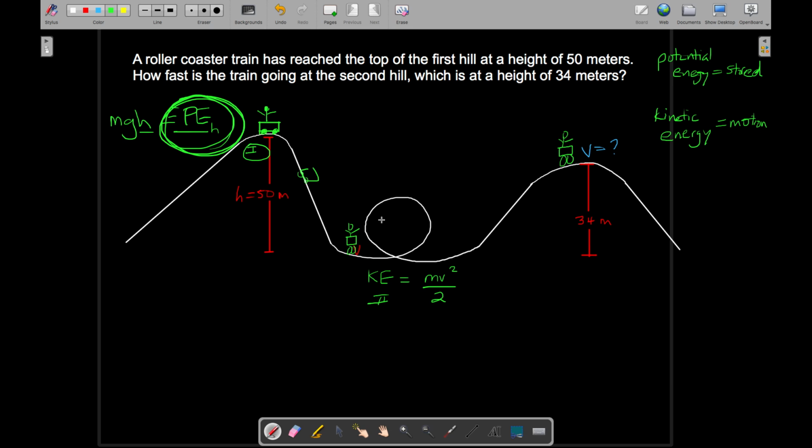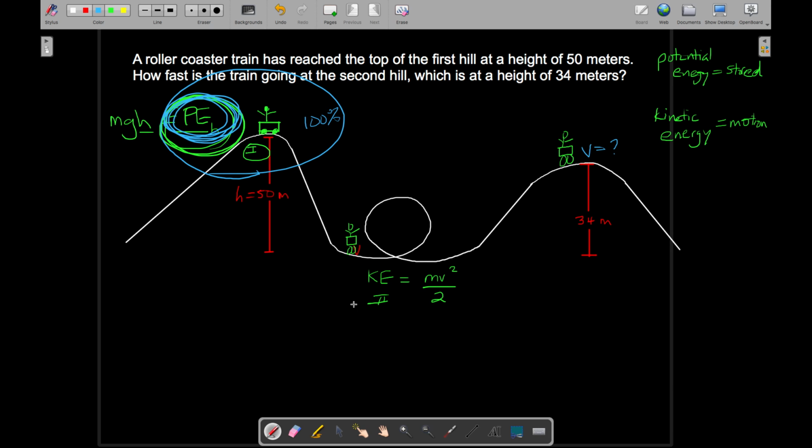Okay, so at the top of the first hill, it's not moving. However, it does have some form of height. So we can say that the only energy that exists on top of this first hill is potential energy. We can say that 100% of the energy, which we'll call mechanical energy, is the entire energy altogether. We can say 100% of all that mechanical energy is in the form of potential energy.